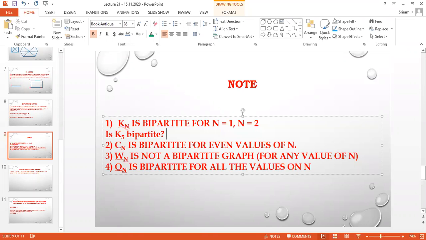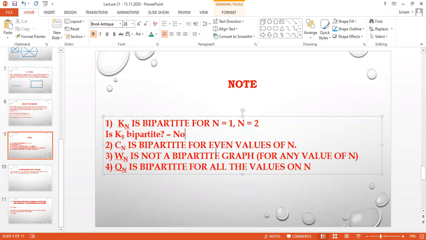You have to remember the answer only like this, because for a bipartite complete graph K, only the first two numbers, 1 and 2, are bipartite. Any other number is not bipartite. So the answer is no. Or if it is true or false, you have to say false. Okay. Understand the idea?